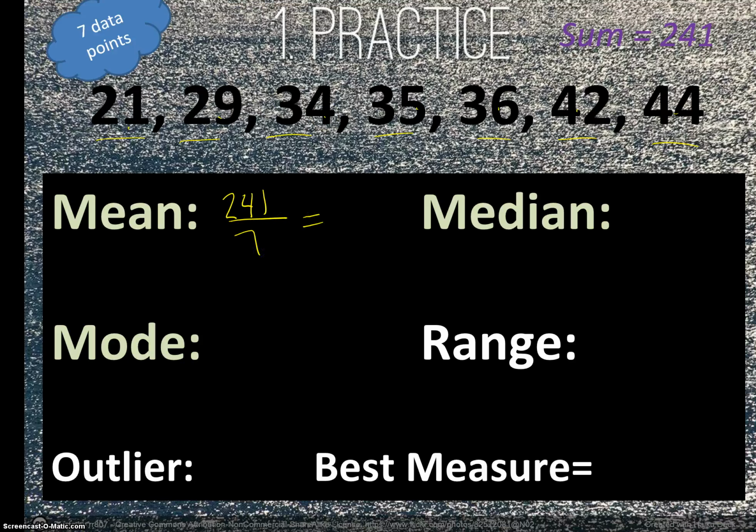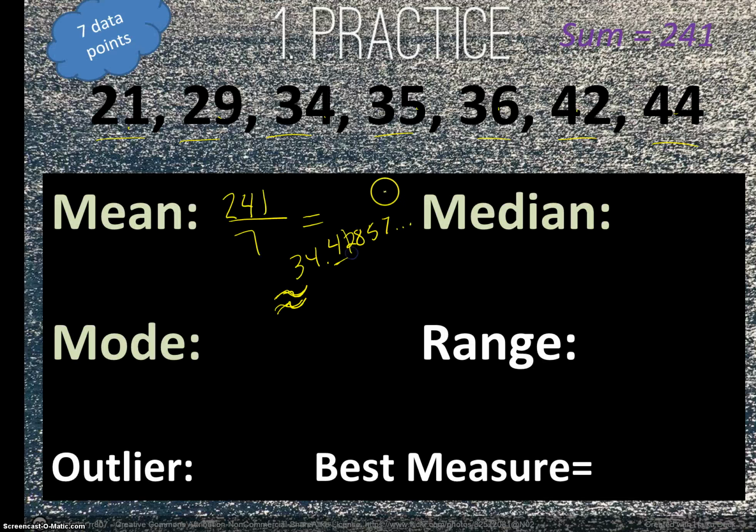So with your calculator, you take 241, divide by 7, and you get a number that isn't very fun. You get 34.42857, and it keeps going, but it's irrational. So you're going to round that to the nearest tenth. You could round to a different value as well, but whenever you round, you want to put that approximate sign. And to round to the tenth, you look at the number right after it. It's a 2, so 2 does not make it go up, so it'll be approximately 34.4 for your mean, and you want to make sure you have that approximate sign.